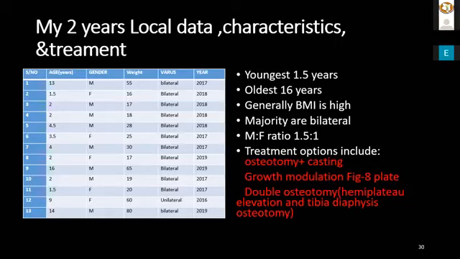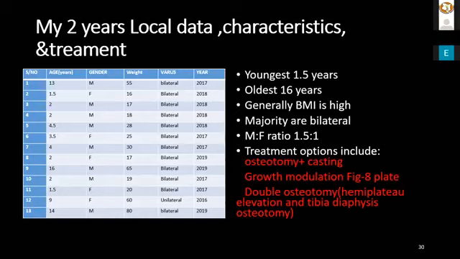My local data, after discussing what is there in the literature, for the last 2 years, I reviewed my records in my clinic, and I found 113 children. The findings include the youngest is about 1.5 years, and the oldest was 16 years. The BMI, just like other literature, is high in all of them. Majority are bilateral, and more males than females in my records.